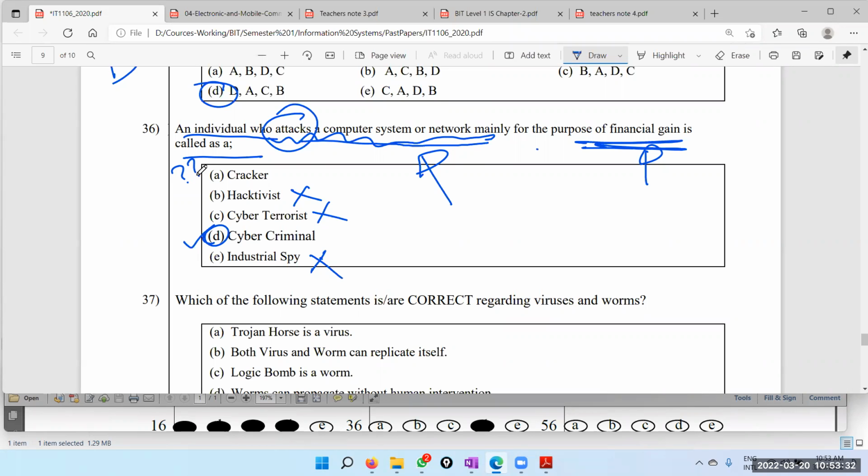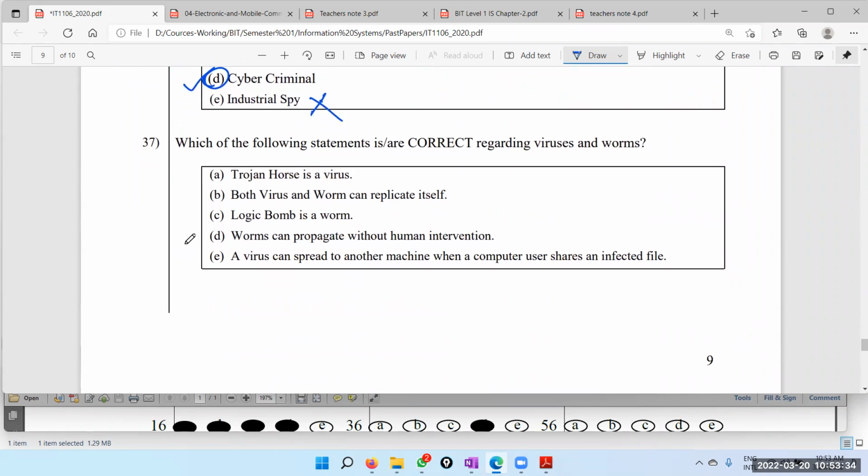Right, 37. Which of the following statements is correct regarding viruses and worms? Okay, viruses and worms. The difference: both are doing bad things, both can spread. Only thing is worms can go from one machine to the other through the network, whereas viruses just attach to devices, files, where people take it. So the worms are mostly in network environments.